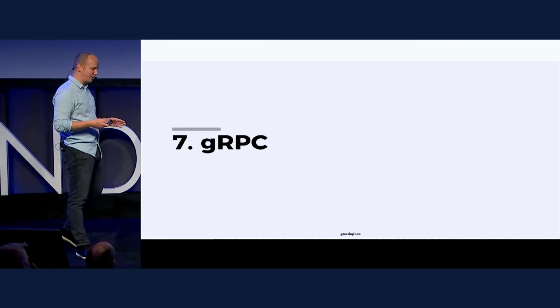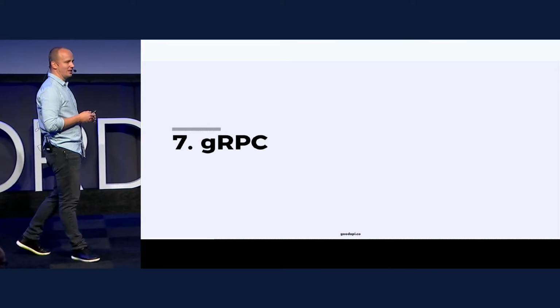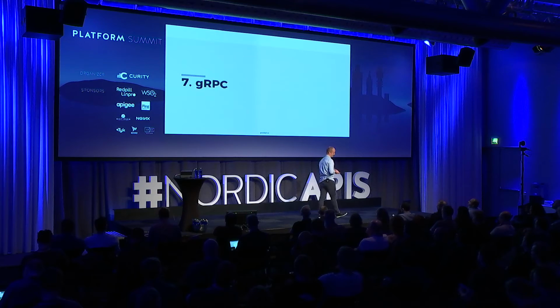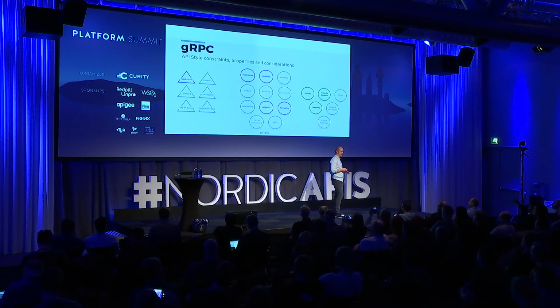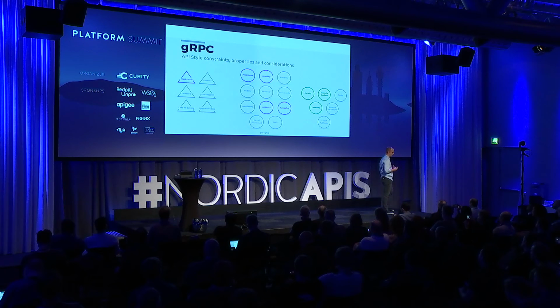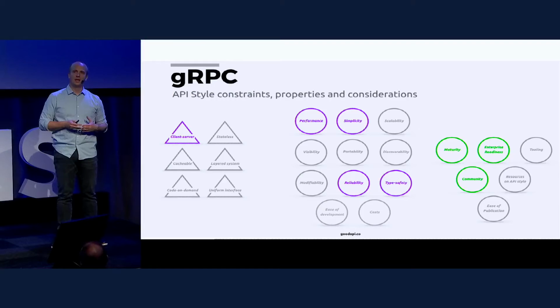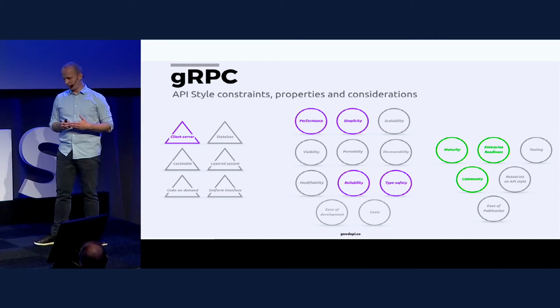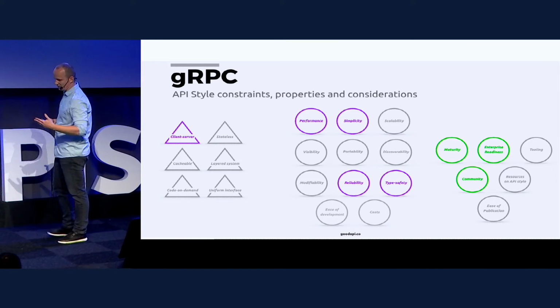gRPC, a modern RPC API style or protocol or framework, actually, backed by Google, amazing performance. If you need RPC, again, RPC is a strong canon. You need to really know what you are doing and why, and you need to reinvent a lot of things that are already coming with REST or HTTP or even GraphQL.